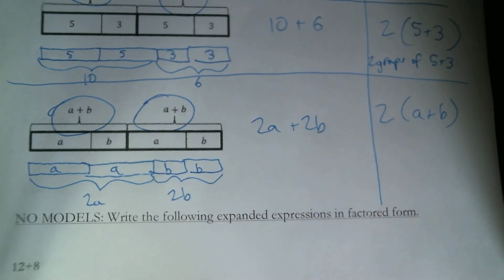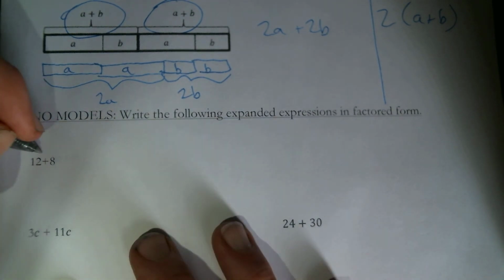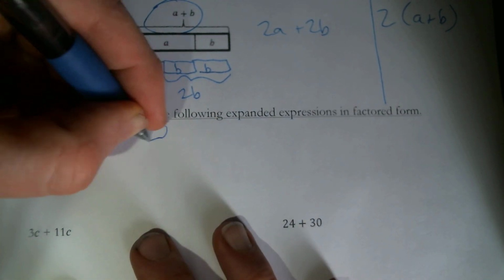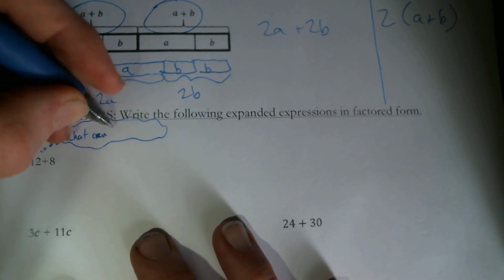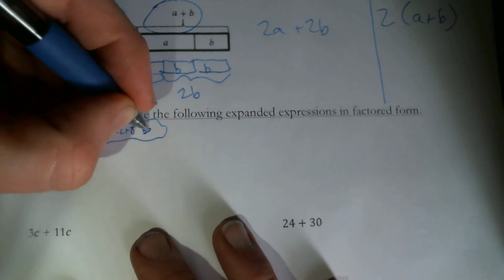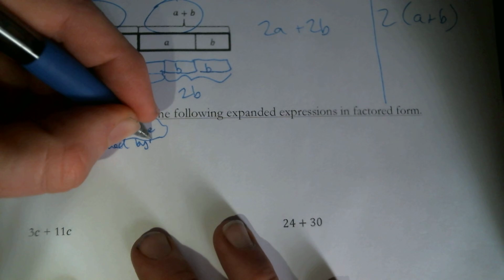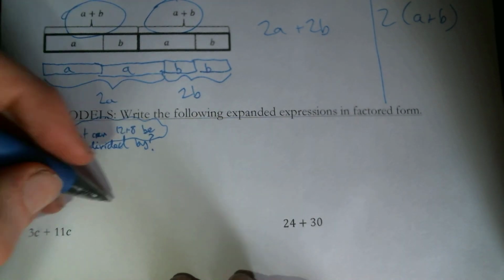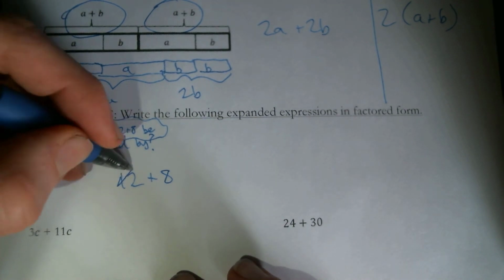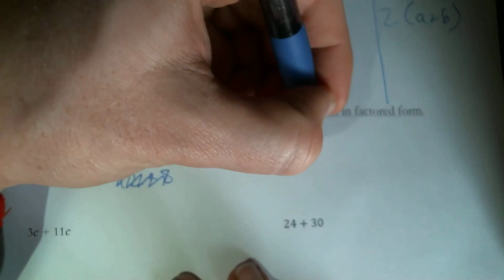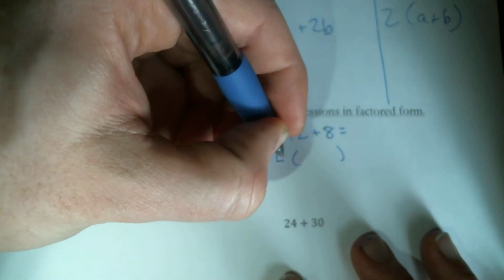So let's see if we can now do this with no models whatsoever. So here is 12 plus 8. Again, I'm thinking, what can 12 and 8 be divided by? What's the biggest number 12 plus 8 can be divided by? I'm going to write over here so I have a little more space. 12 plus 8. The biggest number this can be divided by is 4.